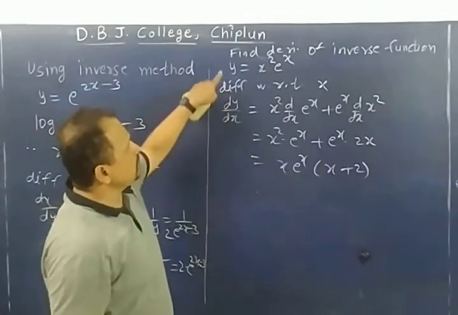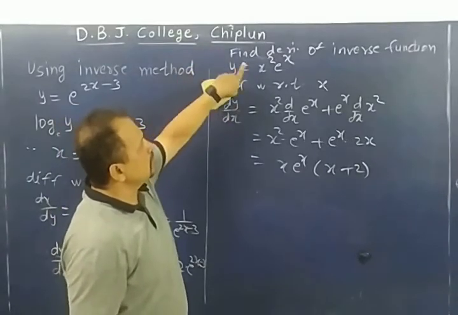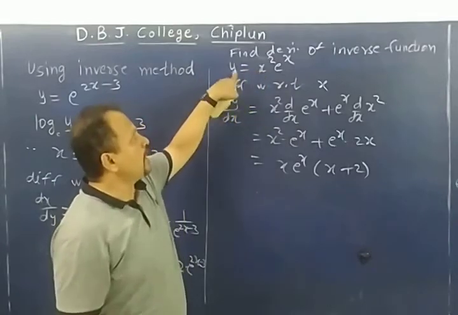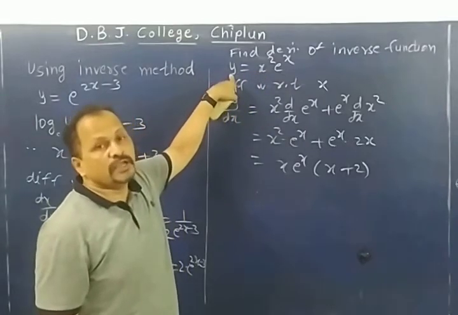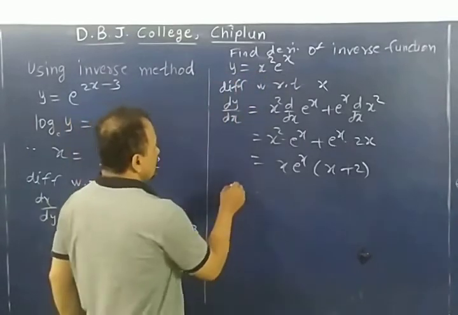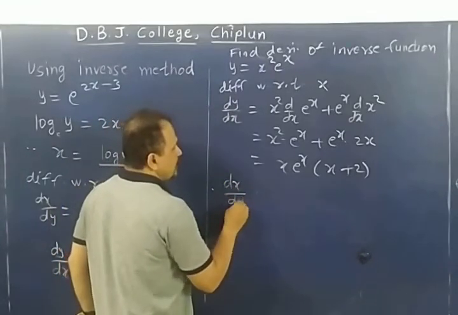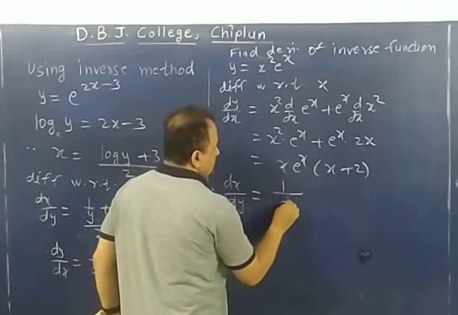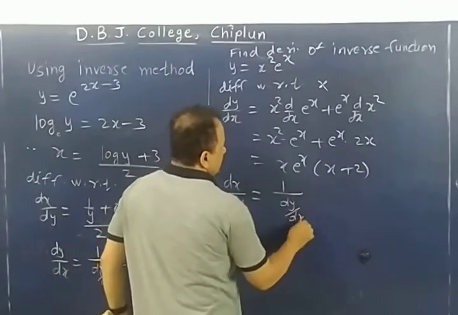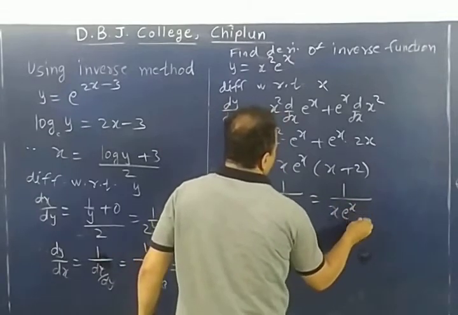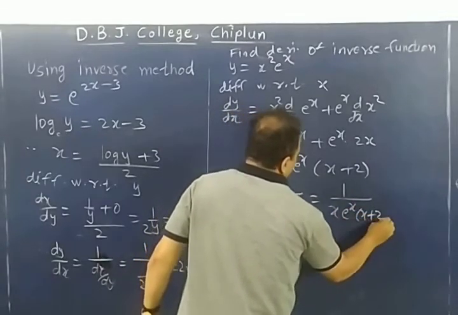Now derivative of inverse, that means we want derivative of x with respect to y, that is we want dx by dy. Therefore dx by dy is equal to 1 upon dy by dx. It is equal to 1 upon x e raised to x into x plus 2.